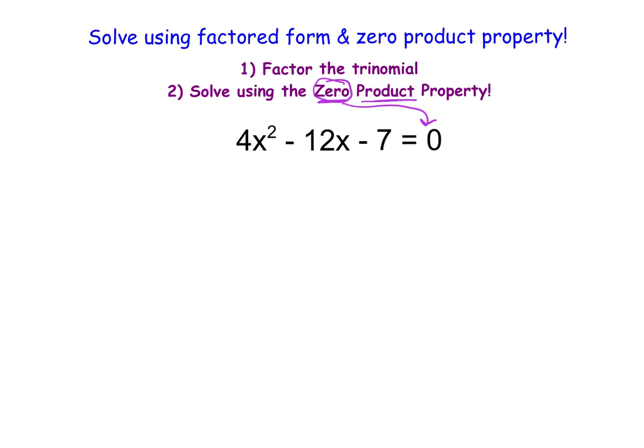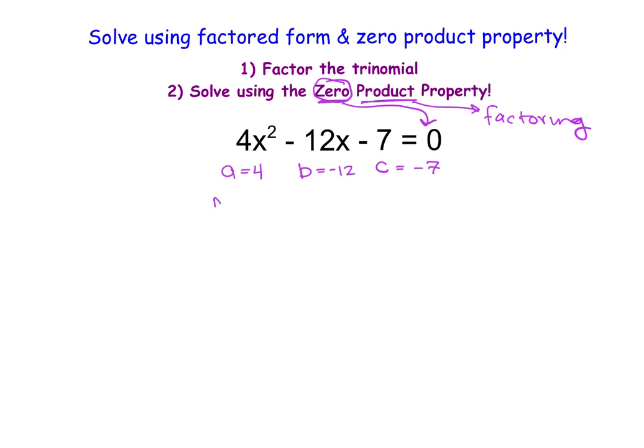But now we need to turn this into a product. And we turn things into a product by using factoring. And here, because I have three terms that can't be combined, we're going to use those a, b, and c values to help us out. So here I have an a value equal to 4, a b value equal to negative 12, and a c value that is equal to negative 7.